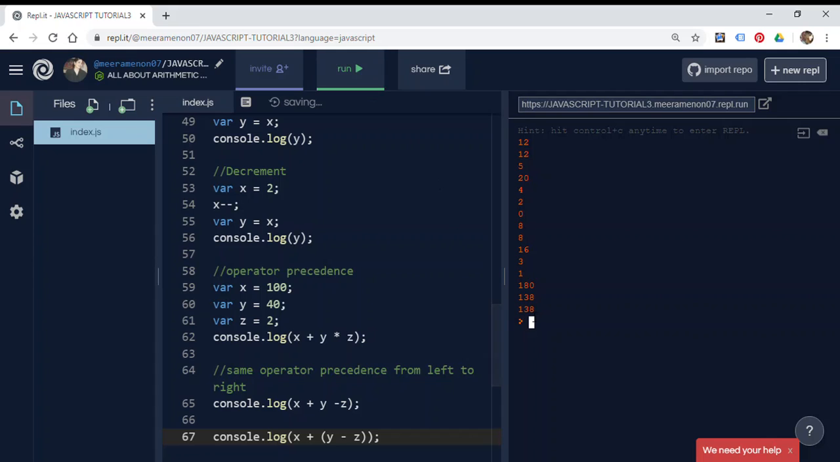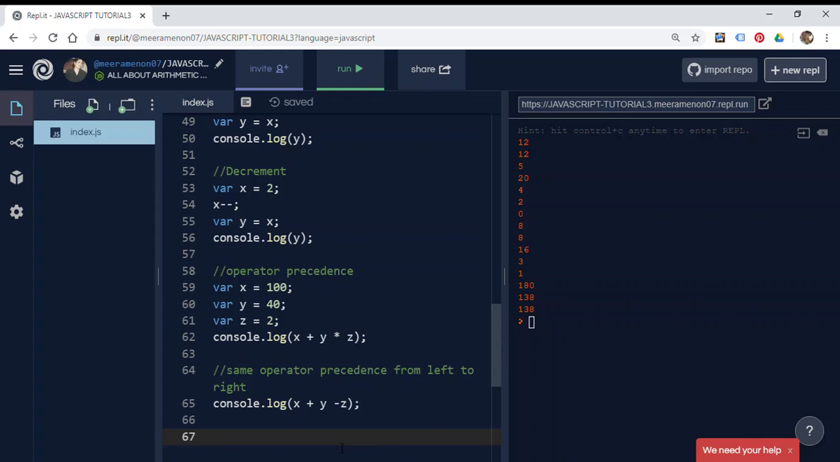It is still 138. Why? Because y minus z would be how much? 40 minus 2, 38. 100 plus 38. So it's still the same, and it doesn't make a difference. So in this case, it doesn't matter. This you can do only when the operators have different levels of precedence.